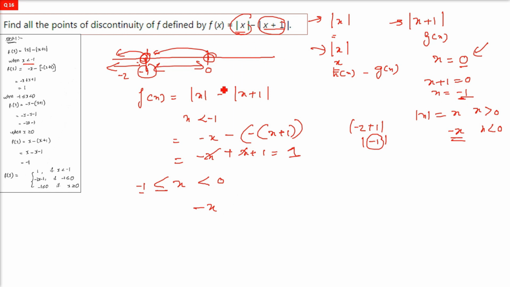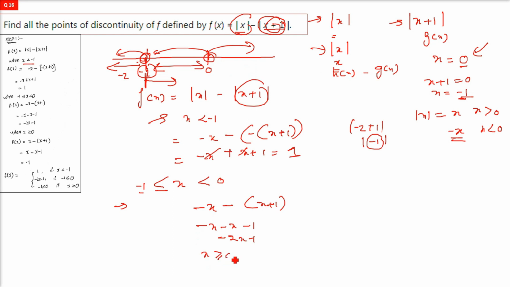Of course, x is less than 0, so it will be negative. But x + 1 will be negative only below −1, not below 0. From −1 to 0, it will be positive x + 1. So when you open the modulus, |x| will be −x, but |x + 1| will be positive x + 1. So −x − x − 1, you can just write it as −2x − 1. So we have taken two domains now. Now the third one is greater than 0, so x is greater than or equal to 0. You have to include 0 because we haven't included 0 in the previous one.